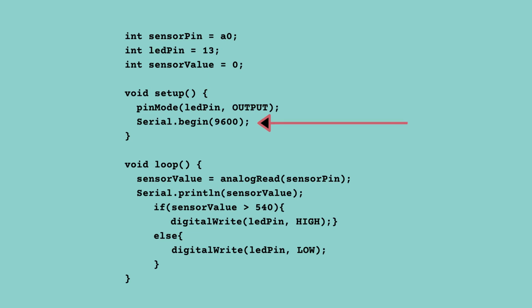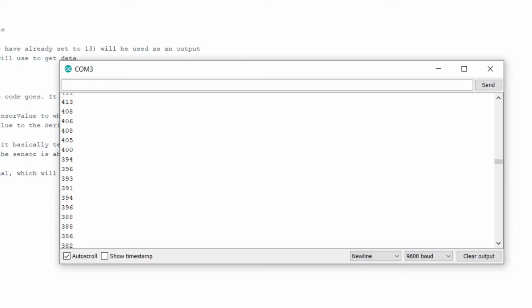This line is also a little complicated to explain if you are new to programming. Basically what it does is start the serial monitor. The serial monitor is a panel within the IDE that we can open where we can display data from the Arduino. This command starts that process.